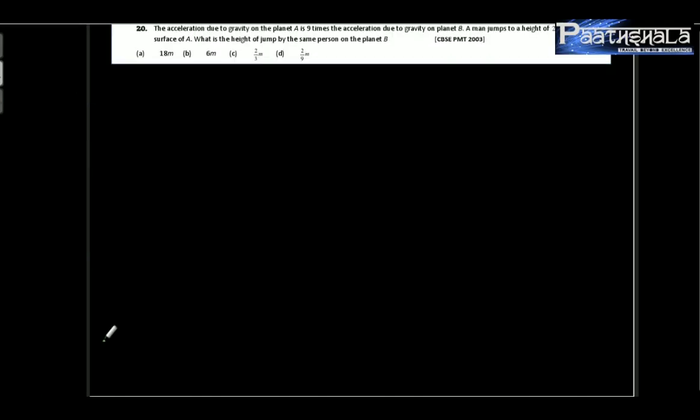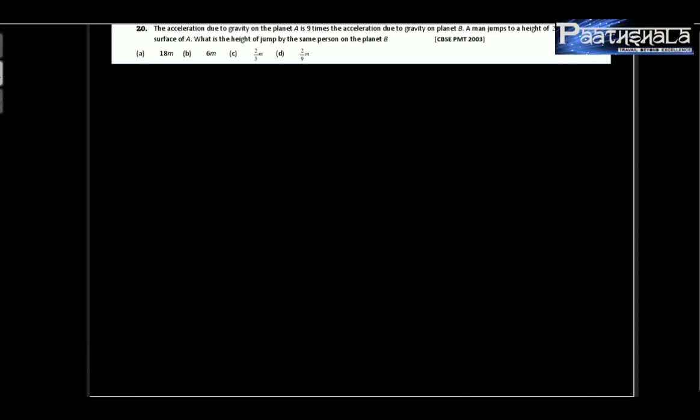20. The acceleration due to gravity on planet A is 9 times the acceleration due to gravity on planet B. A man jumps to a height 2 meter on the surface of A. What is the height of jump by the same person on planet B?